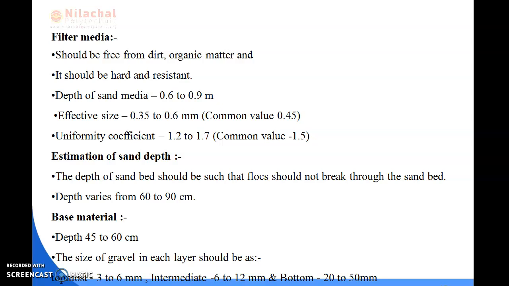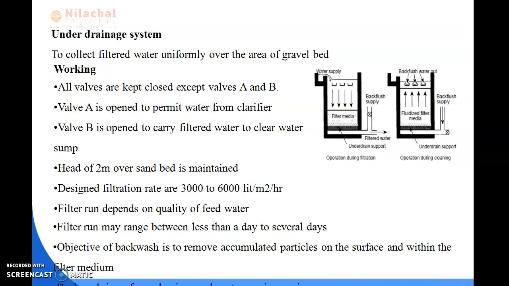So, estimation of the sand depth. The depth of the sand bed should be such that the floc should not break through the sand bed, and the depth of the sand should vary from 60 to 90 centimeters. And the base material, that is gravel, has a depth of 45 to 60 centimeters. The size of the gravel in each layer: the topmost layer is 3 to 6 millimeter, the intermediate layer is 6 to 12 millimeter, and the bottom layer is 20 to 50 millimeter. And the underdrainage system collects the filtered water uniformly over the area of the gravel bed.